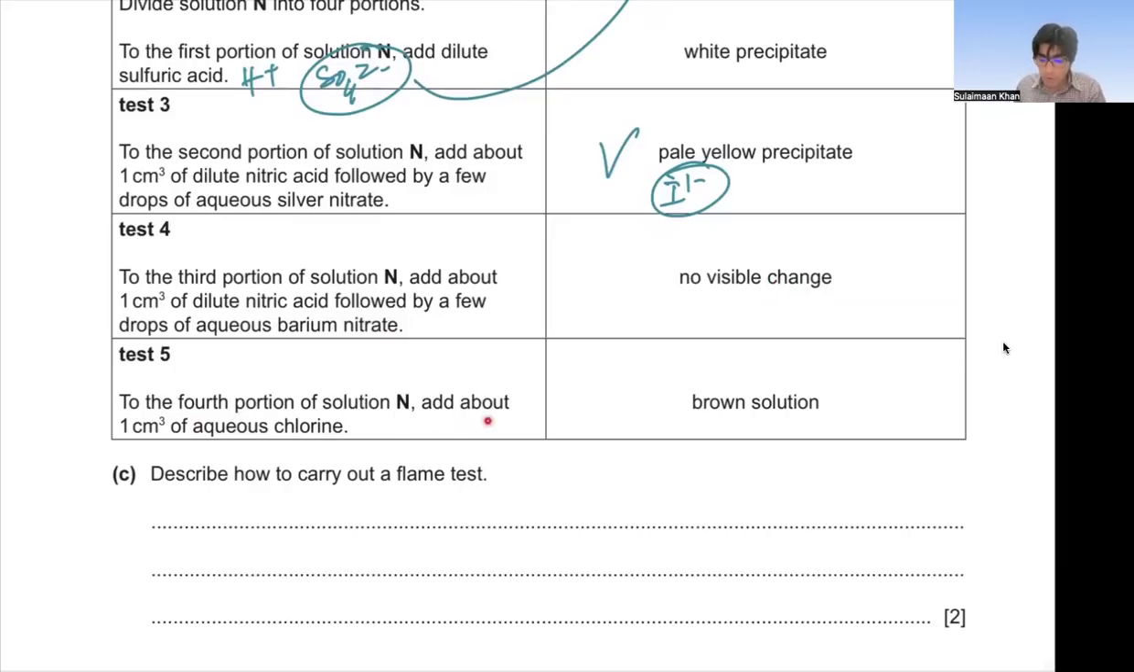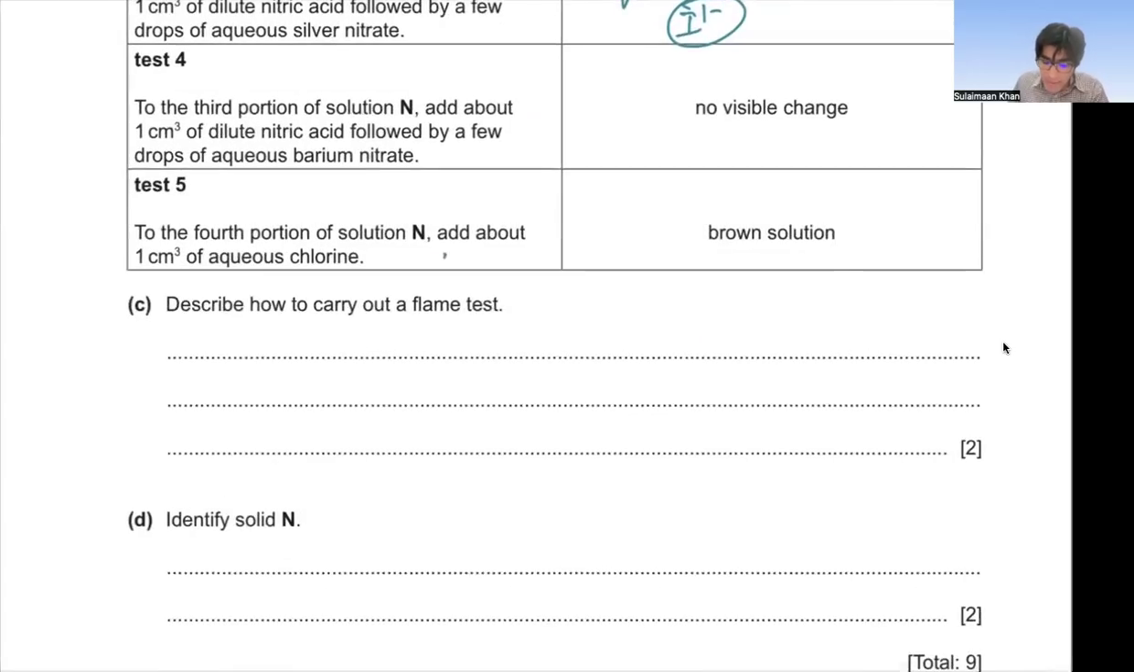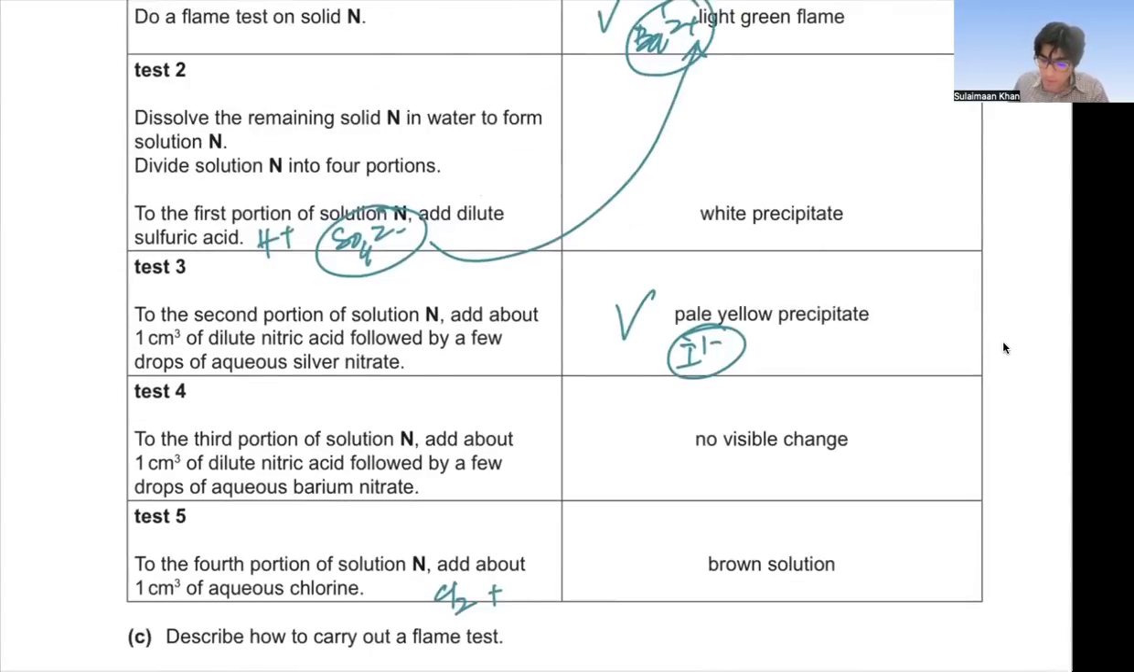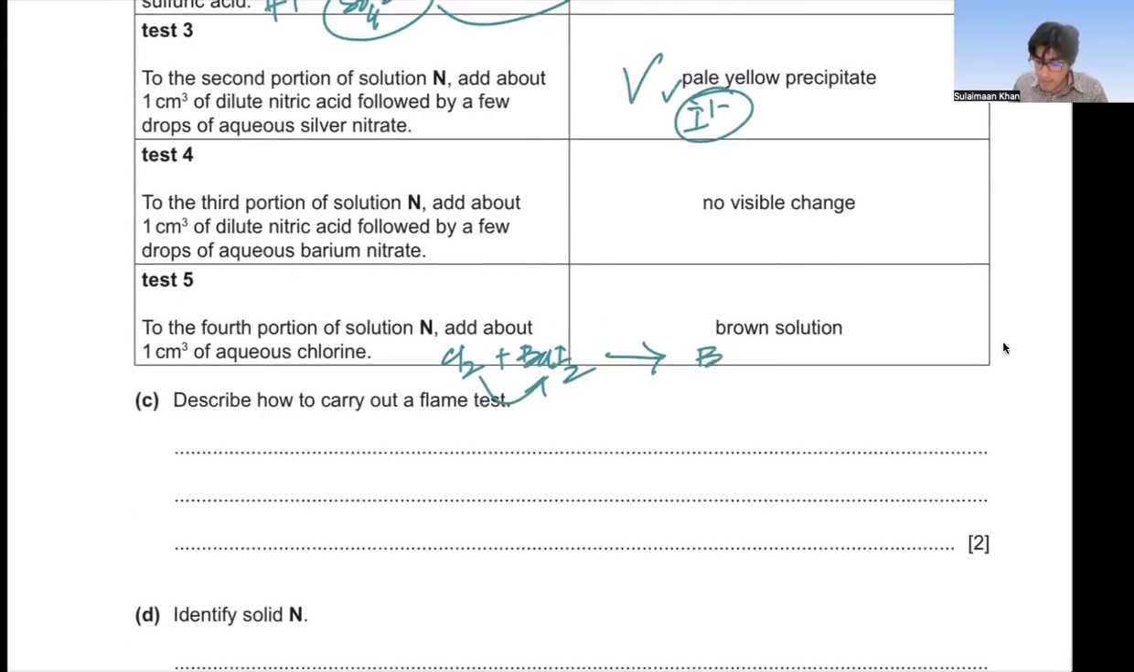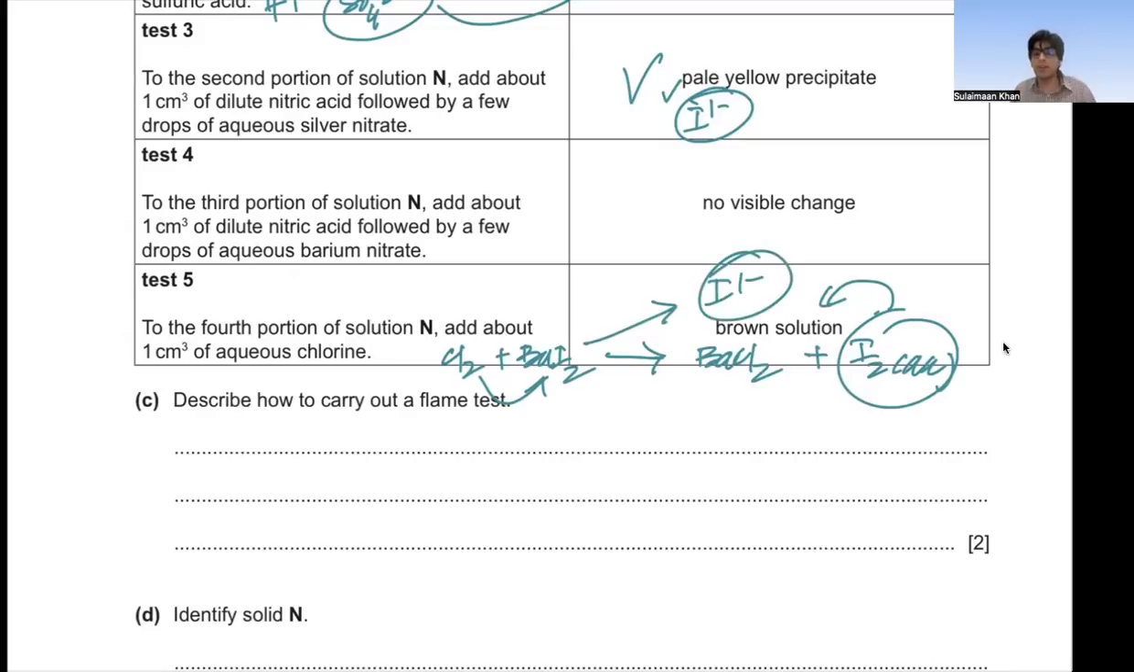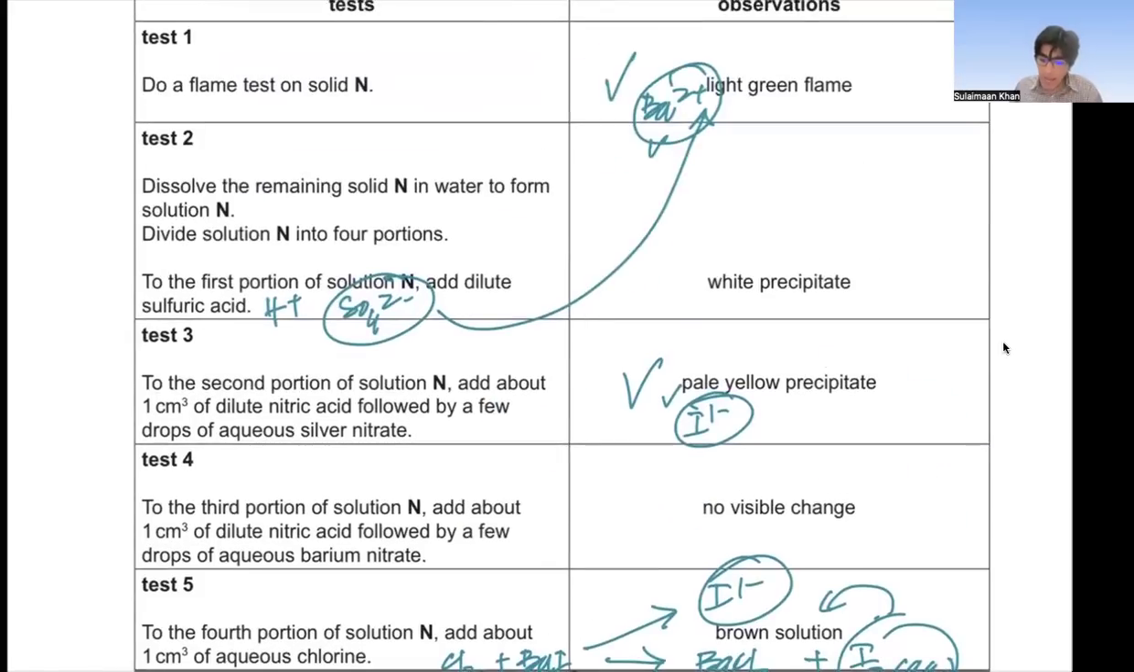To the fourth portion of solution, add aqueous chlorine. That's a good question. So if you add aqueous chlorine, now you know what your compound is: barium iodide. When you add aqueous chlorine to barium iodide, it's literally a displacement reaction. You know that the more reactive halogen displaces the less reactive halogen from its salt solution. So you get barium chloride and I2 aqueous, and this I2 aqueous is brown. So it further confirms that you have the iodide ion. The compound is barium iodide.